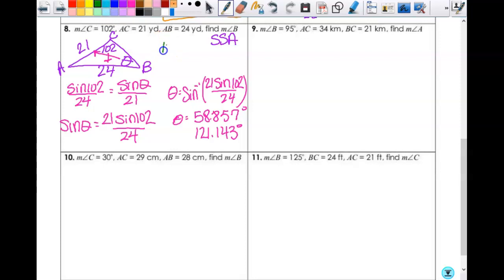So I have to take this 102 plus 58 something. Is that greater than or less than 180? Less than 180, so this one works. Then I take 102 plus 121, and that is greater than 180. Oops, greater than 180, so that's a no. So this one doesn't work. It's just one answer there.